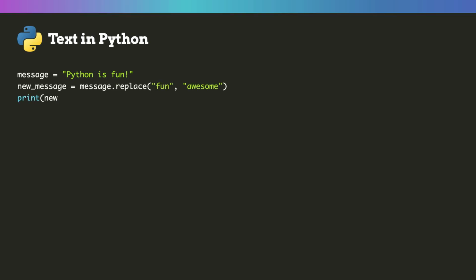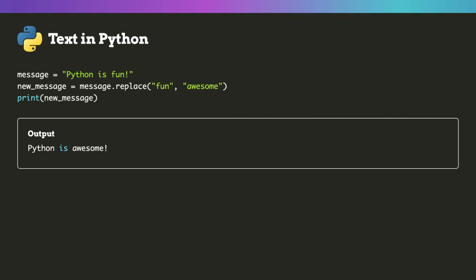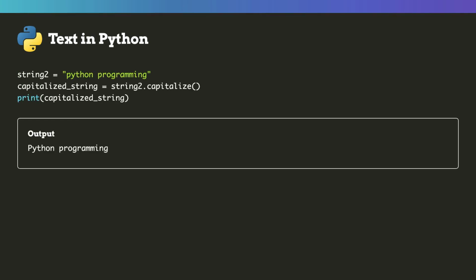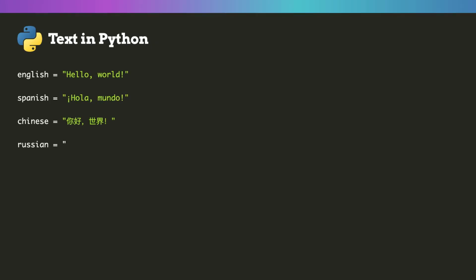Strings are immutable, meaning their contents cannot be changed after creation. However, we can create new strings from existing ones. Here we use the replace method to create a new string called newMessage, replacing fun with awesome. We can also create new strings that are modified versions of the original. Here we use the capitalize method to capitalize the first character of the string and make all other characters in the string lowercase.